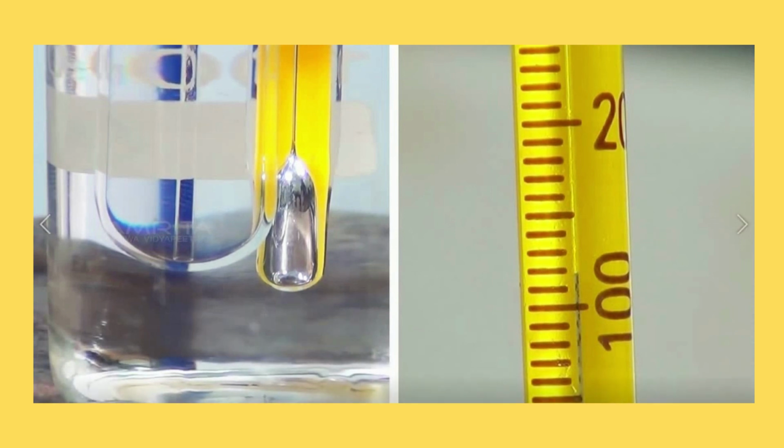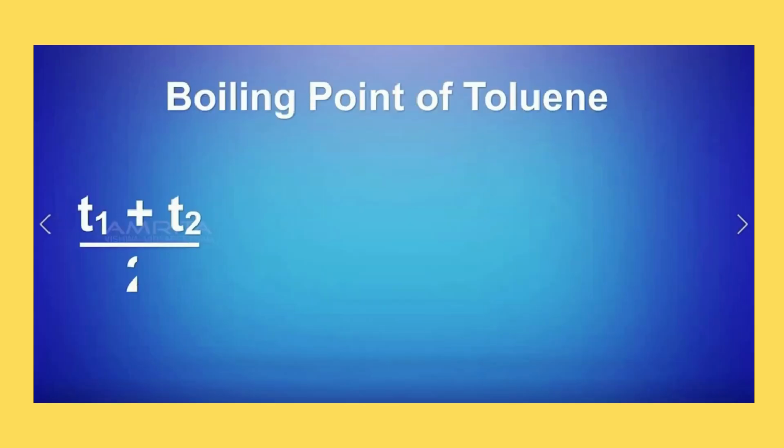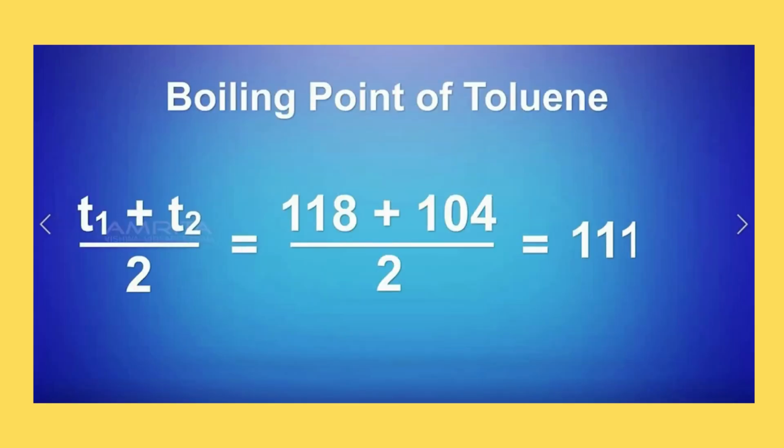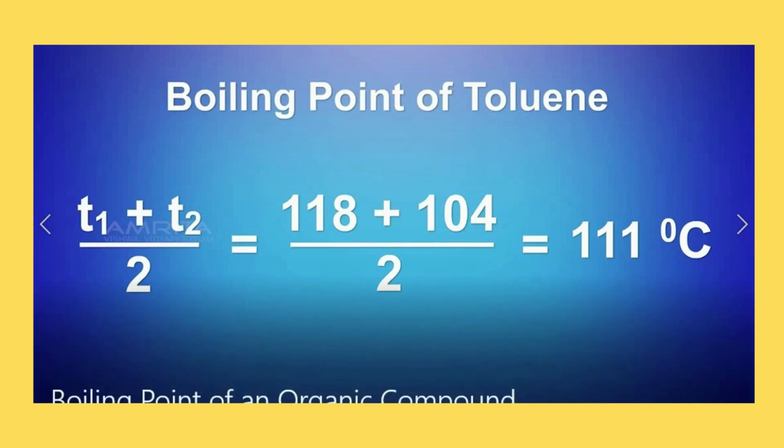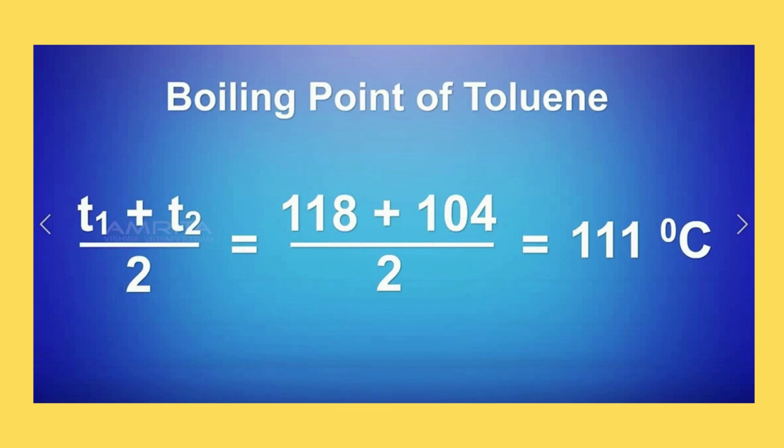Now, the mean of the two temperatures will give the boiling point of toluene. See, temperature 1 is 118 and temperature 2 was 104, and if we take the average, the mean value of both the temperatures, we get 111 as the boiling point of toluene.